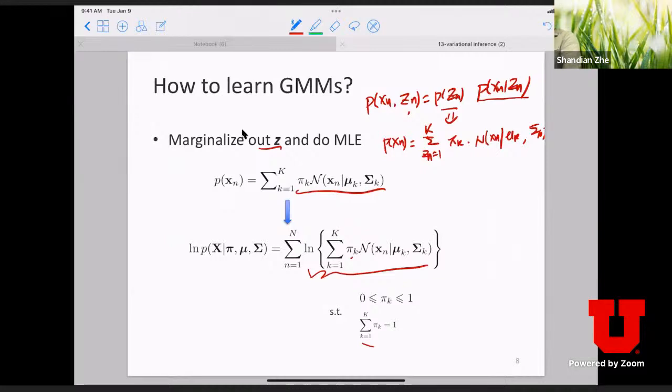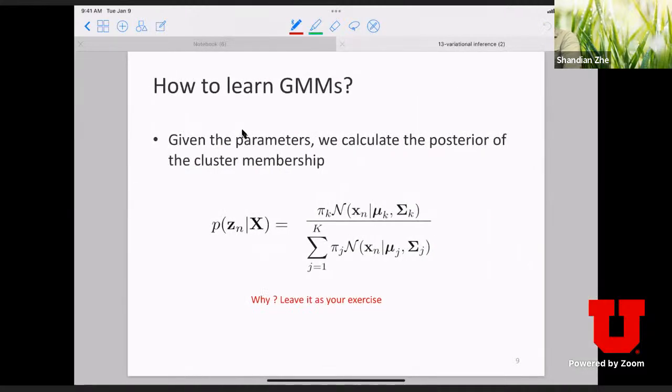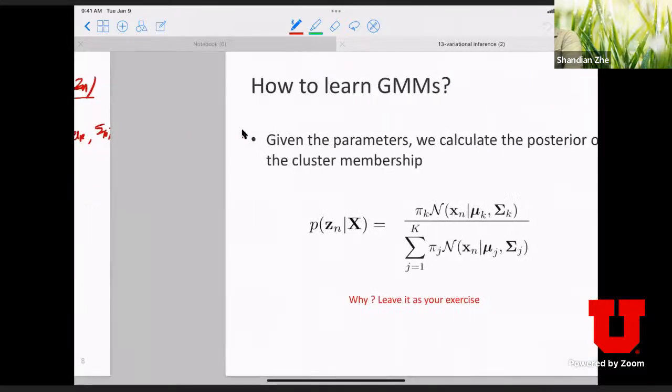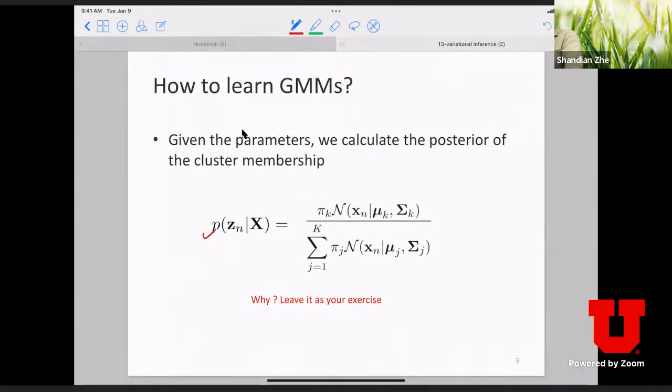So although doing this is straightforward and feasible, it brings a severe problem. But anyway, suppose we are able to estimate pi, mu, and sigma in this way. So given these parameters, it is quite easy to compute the posterior distribution of the class membership. How can I do that?